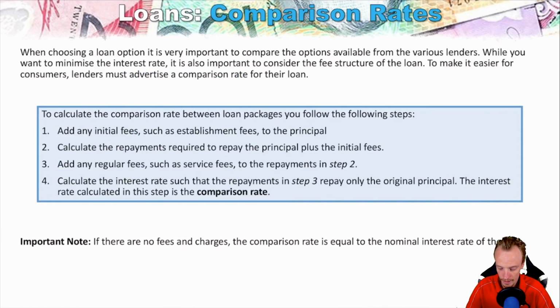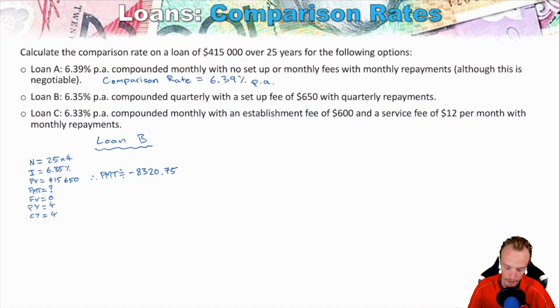Step 4 says calculate the interest rate, such that the repayments in step 3 repay only the original principal. Okay, and this is going to be our comparison rate. So we're basically doing another one of these. So N, I, PV, PMT, FV, PY, and CY.